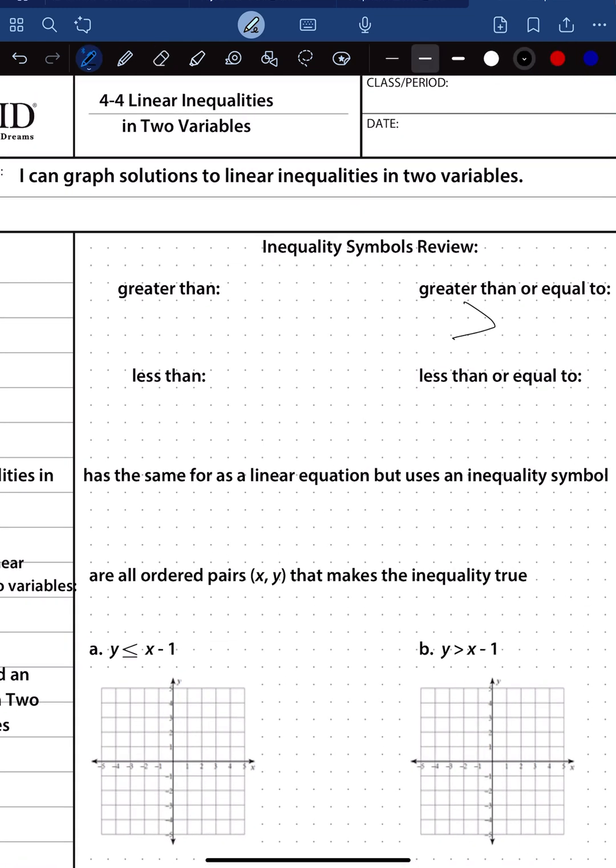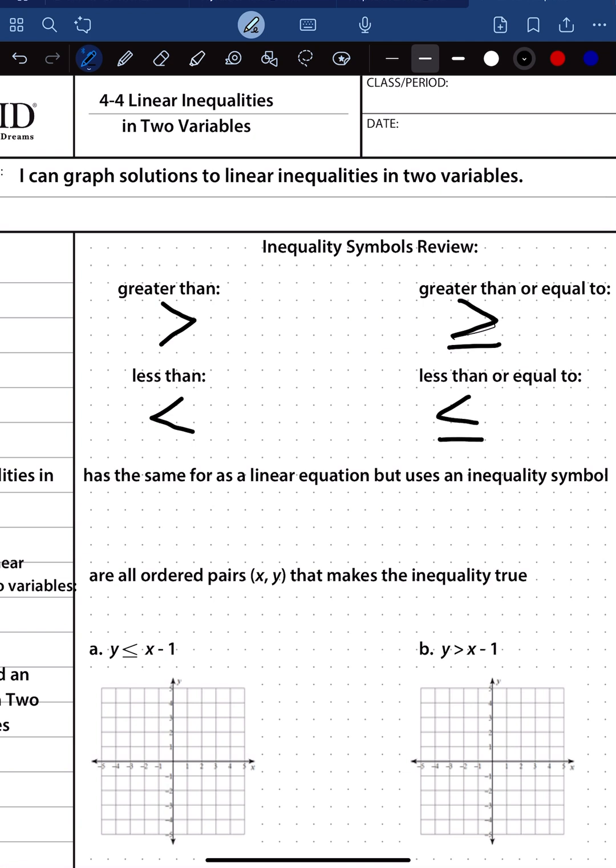The greater than symbol looks something like this, whereas the greater than or equal to symbol is the same symbol but with a bar below, to signify that it can be equal to in addition to being greater than. This is the less than symbol, so therefore the less than or equal to symbol would look like this.